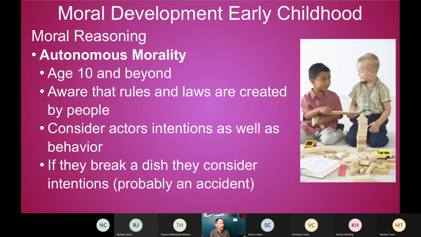And then at about that time, so this is out of early childhood, this is more into middle childhood, they're able to consider the intentions of themselves and other actors, as well as the behavior and the consequences. So these all come into it. So breaking the lamp, what was the intention behind that? Was it intentionally trying to break it, or was it an accident? They're learning that through interaction, through experiencing things.